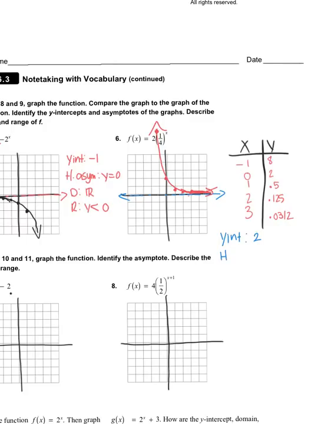My horizontal asymptote is at 0, so that would be y equals 0. The line y equals 0, it's at my x-axis. That would be my asymptote. That's where it flattens out. My domain, in this case, is all real numbers, and my range, once again, it flattens out at 0, so 0 doesn't actually exist, but all the numbers above that exist, so then it would be y is greater than 0.